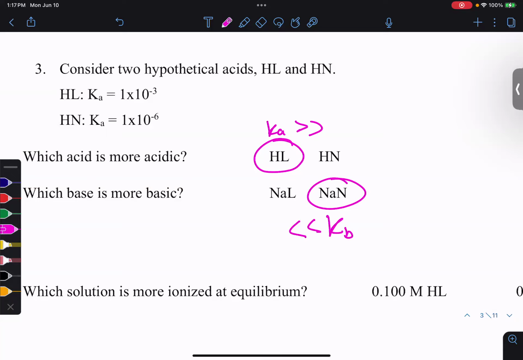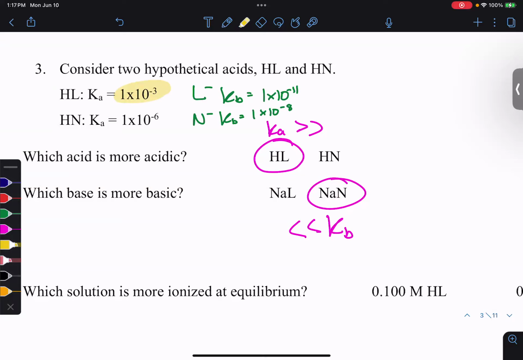We could go ahead and just fill in what the Kas and Kbs are. So if HL has a Ka of 1 times 10 to the negative 3, L minus should have a Kb of 1 times 10 to the negative 11. N minus should have a Kb of 1 times 10 to the negative 8. So we see that the Kb of N minus is much larger, so it's going to be more basic.